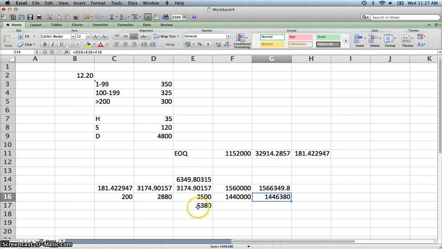Yeah, we're going to pay a little bit more because we're ordering less and holding more, and together that adds up to more. But the trade-off is we save so much money by getting them at $300 as compared to $325. And so it's worth violating economic order quantity. And that's all there really is to quantity discount.